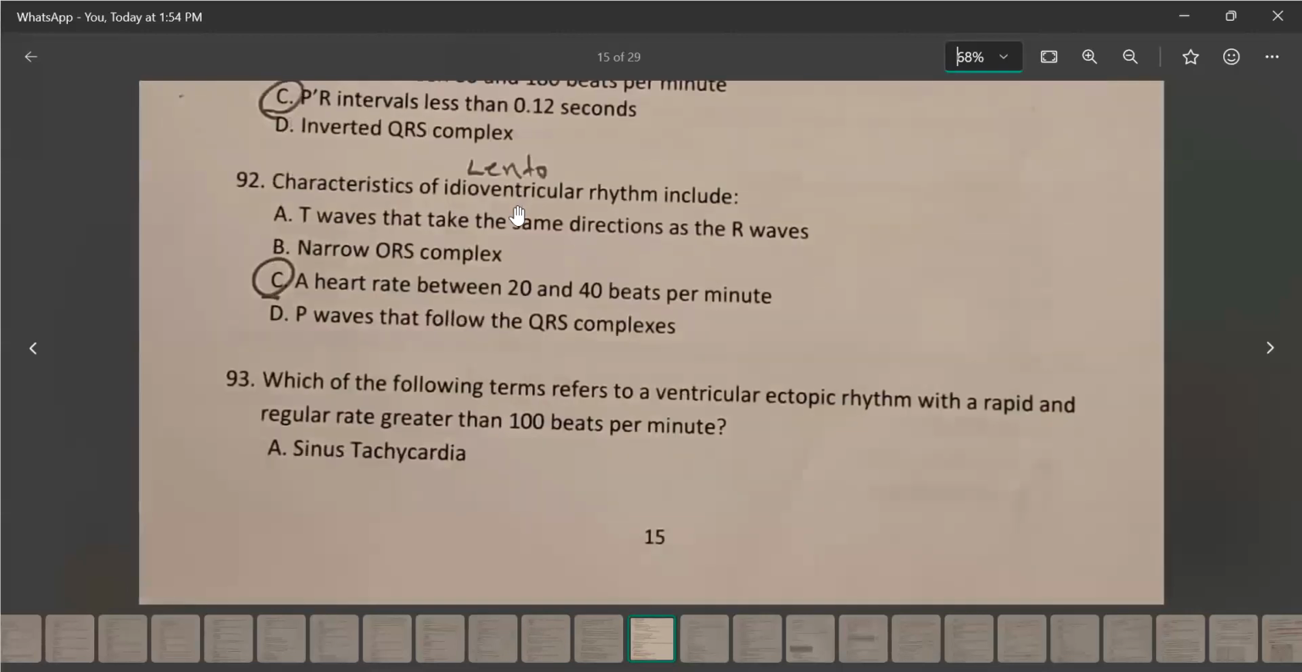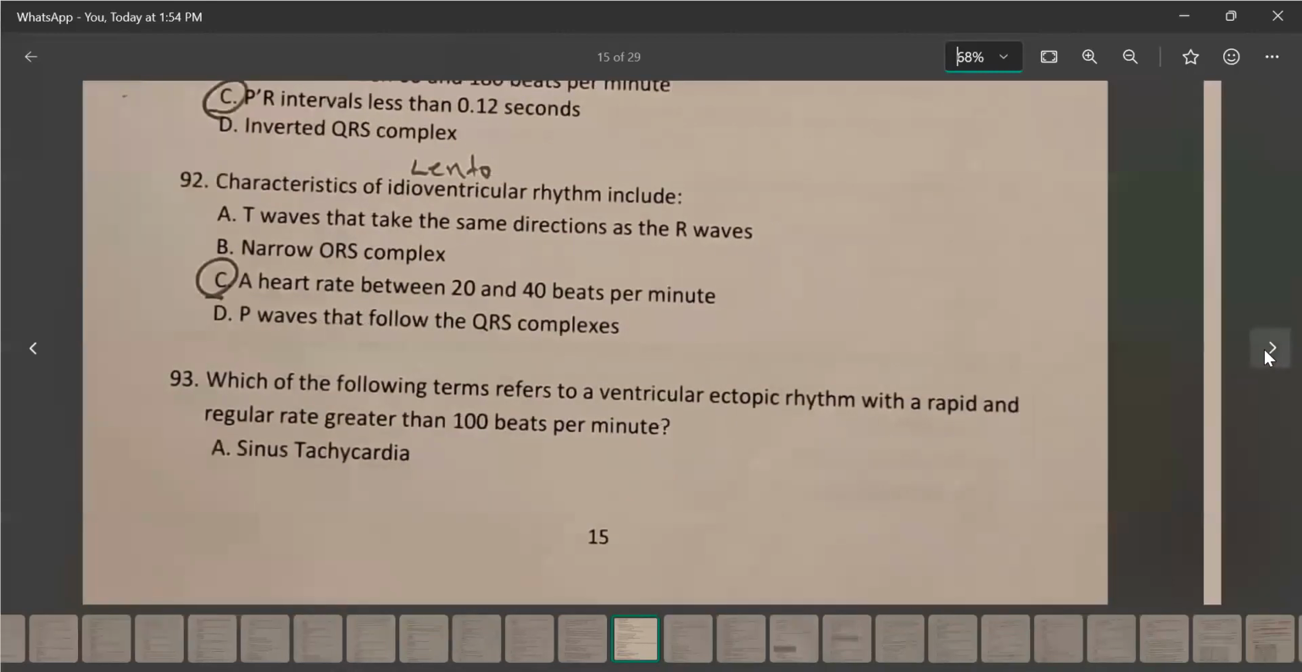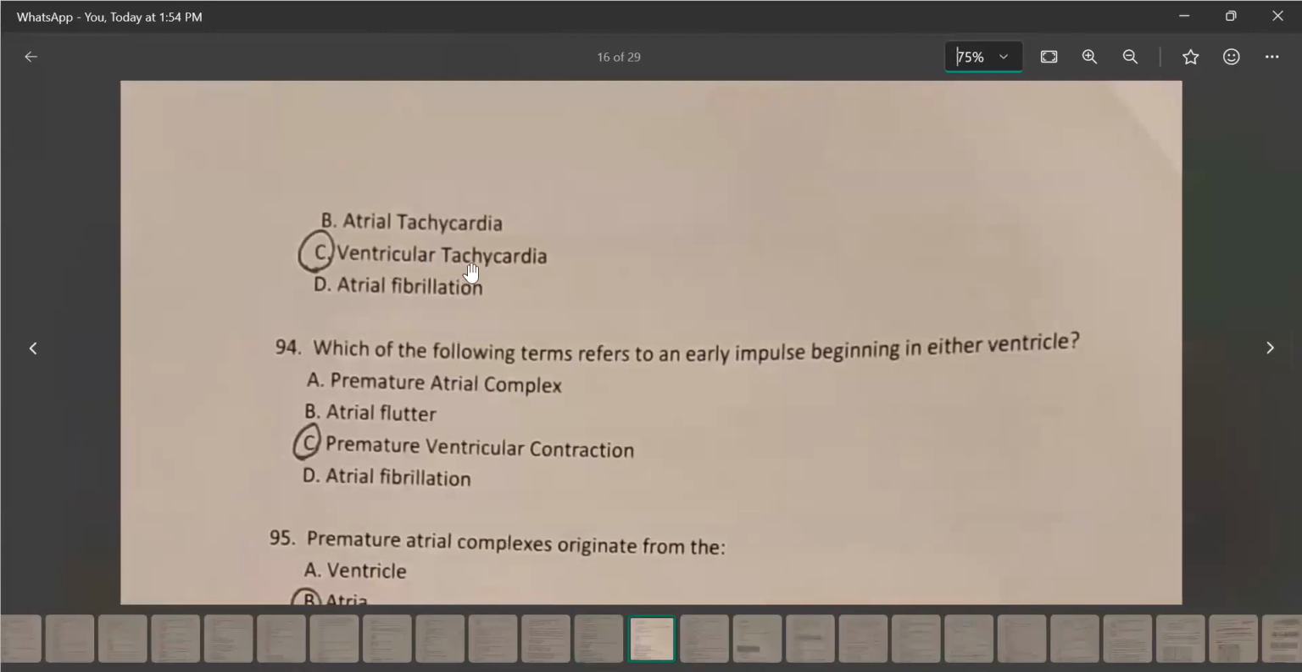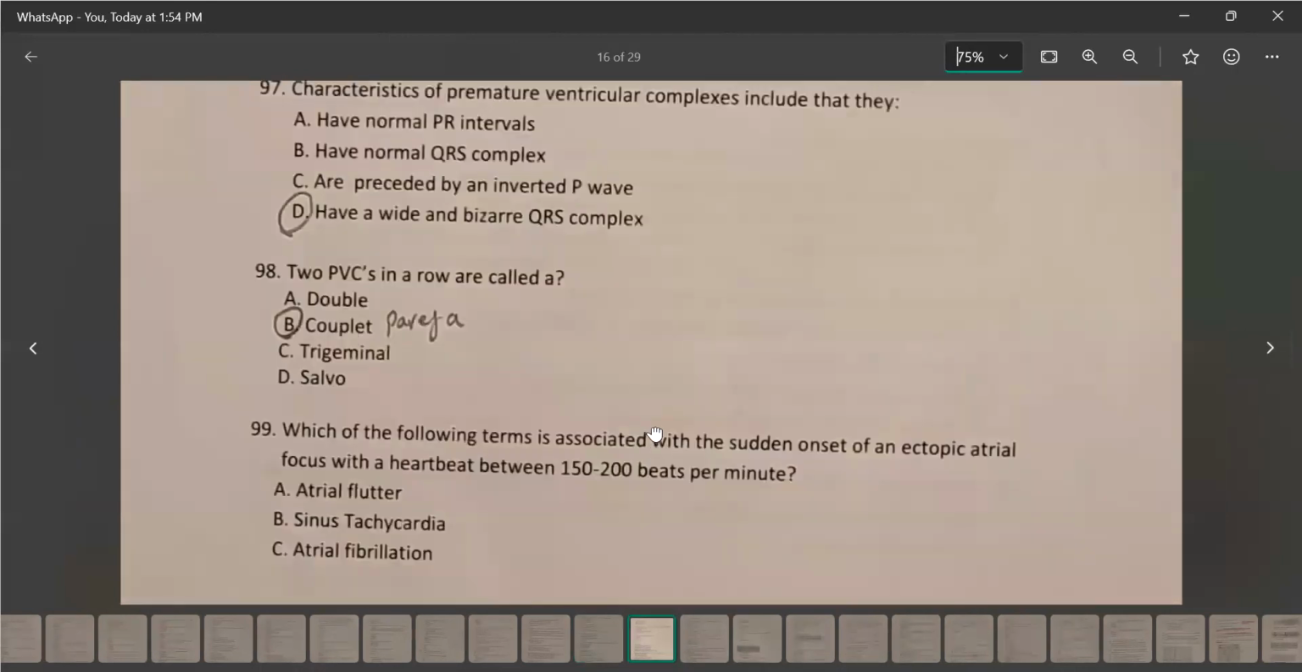Characteristics of idioventricular rhythm include a heart rate between 20 and 40 beats per minute. Which of the following terms refers to a ventricular ectopic rhythm with a rapid and regular rate greater than 100 beats per minute? Ventricular tachycardia. Which of the following terms refers to an early impulse beginning in either ventricle? Premature ventricular contraction.